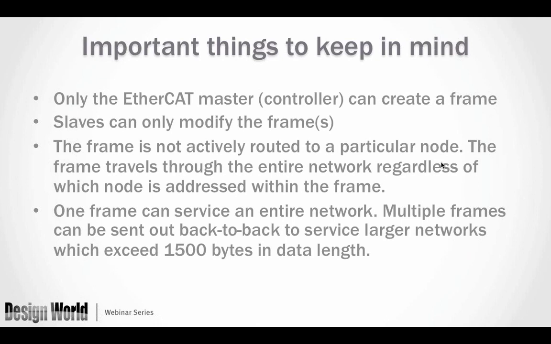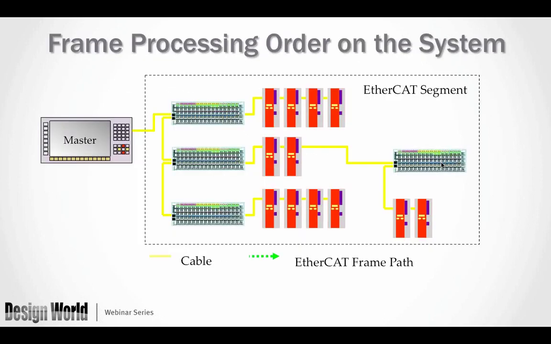So one frame can actually service an entire EtherCAT network depending on the amount of data. If the data size exceeds 1,500 bytes in length, the master can send out multiple frames back to back as if it was one long frame, as long as it adds an inter-packet gap to keep us IEEE compliant. So for example, this network, which was made up of a master controller and then a network of slave devices, can have a frame sent out.